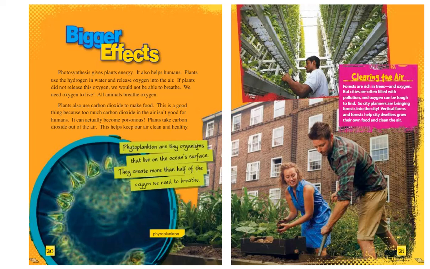Next up, phytoplankton are tiny organisms that live on the ocean surface. They create more than half of the oxygen we need to breathe. So these little guys right here, phytoplankton.